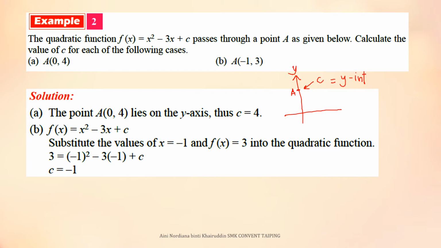For question B, substitute the value of x equals -1. So this is the value of x. So substitute the value of x and also substitute the value of y. y is actually the function f(x). So f(x) is substituted with 3 and the value of x is substituted with -1. So here we can find the value of c.